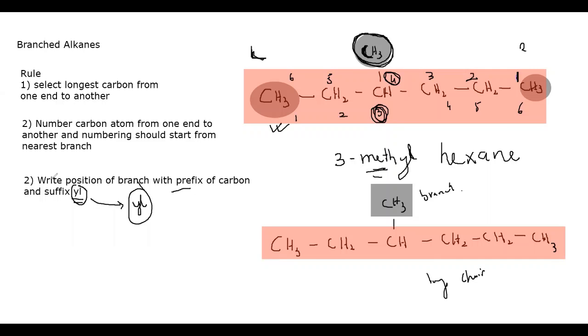How to name this? First, write the position of the branch. So at which position do we have a branch? If I count from the left side, 1, 2, and 3. So I have a branch at the third position. If I count from the right, 1, 2, 3, 4. So the fourth position. But what is the rule? The rule is to number the carbon atoms from one end to another, and numbering should start from the end nearest to the branch. That's why we select 3, not 4. Is it clear?